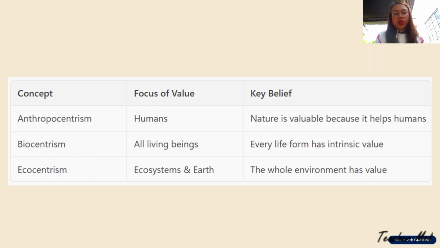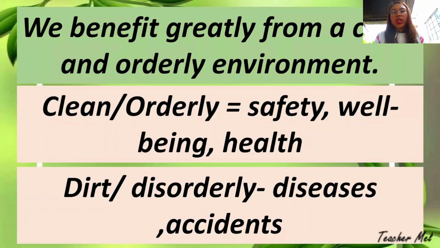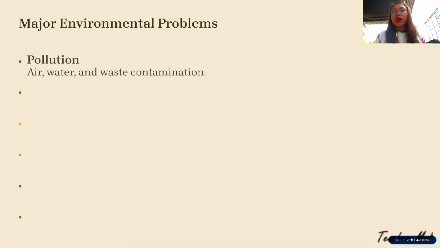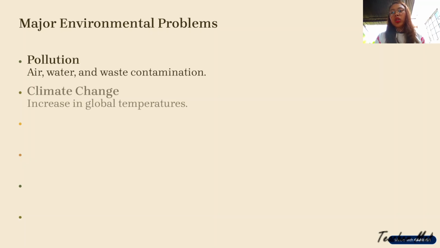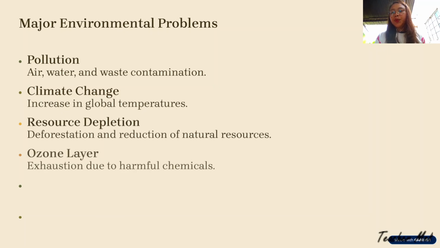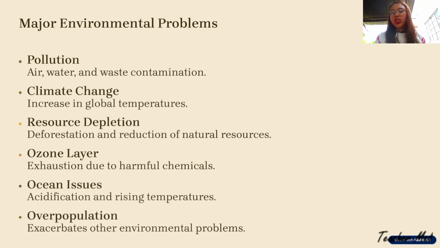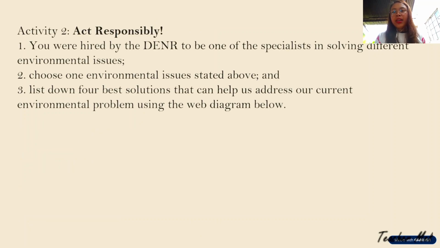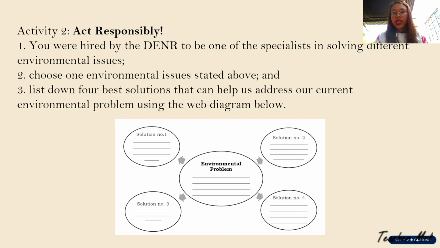Anthropocentrism, biocentrism, and so on. We benefit greatly from a clean and orderly environment. Clean and orderly means safety, well-being, and health. Dirty and disorderly means accidents or illnesses. Last time, I gave you an activity about the major environmental problems: pollution, climate change, resource depletion, ozone layer, ocean issues, and overpopulation. I won't go through them one by one since I already gave them ahead of time, along with an activity.